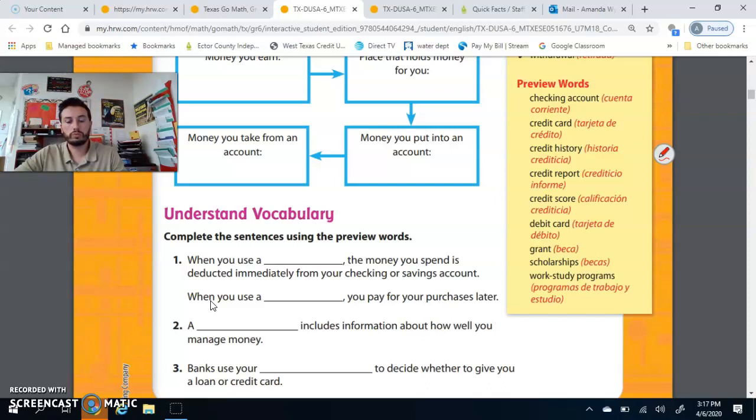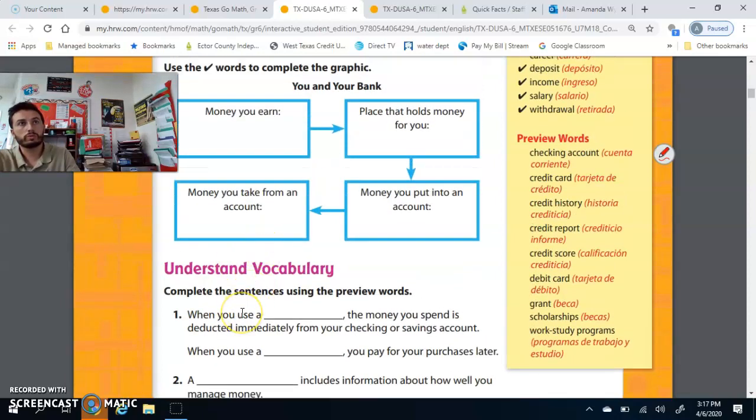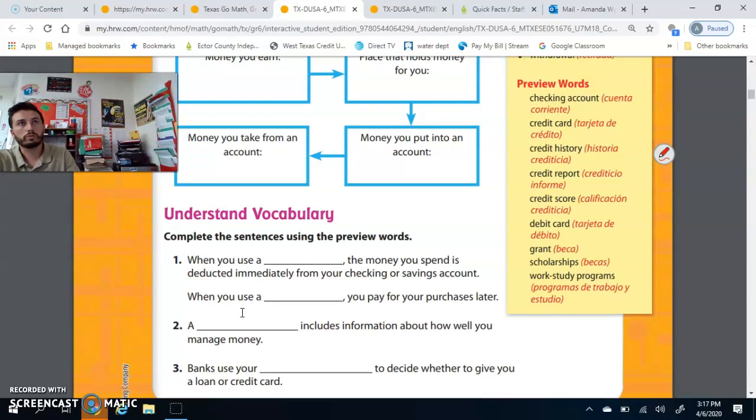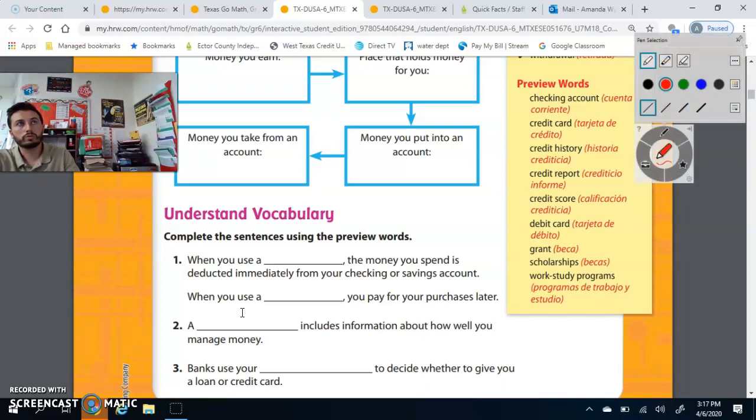Okay, so we're going to look at number 1. When you use a blank, the money you spend is deducted immediately from your checking or savings account. So when you use this and the money comes right out of your account immediately, that would be a debit card. So we're going to write debit card on number 1. So, that way, if you want to spell it, I put a check mark next to it.